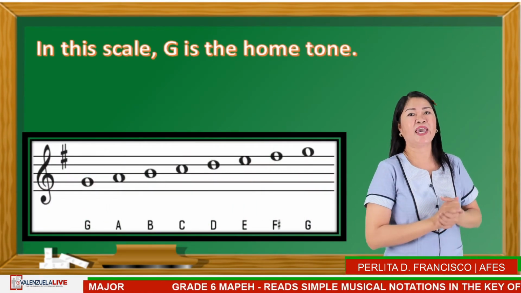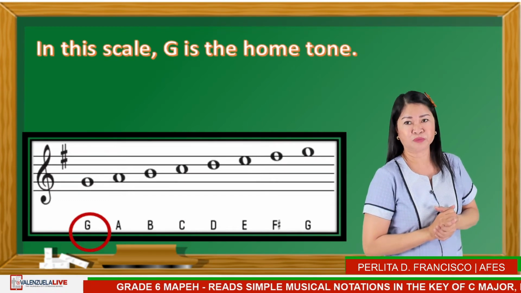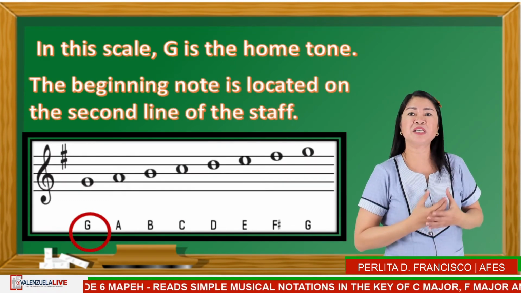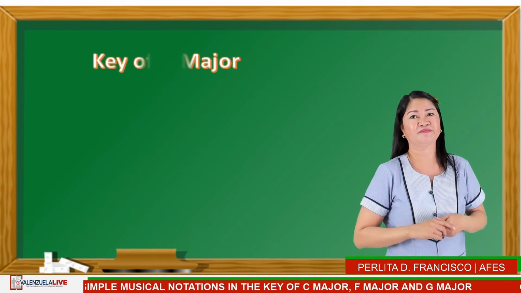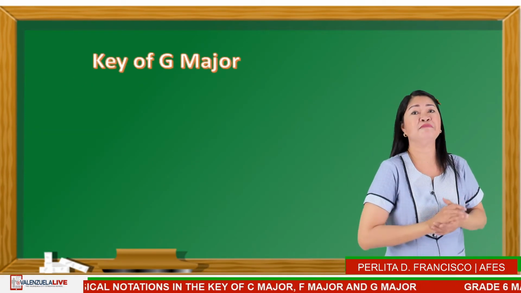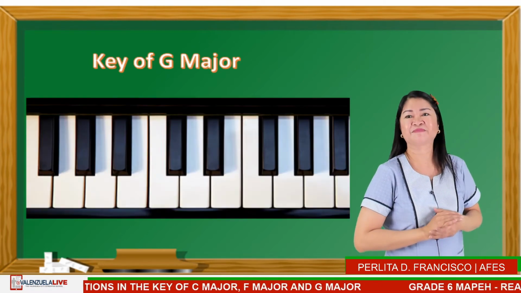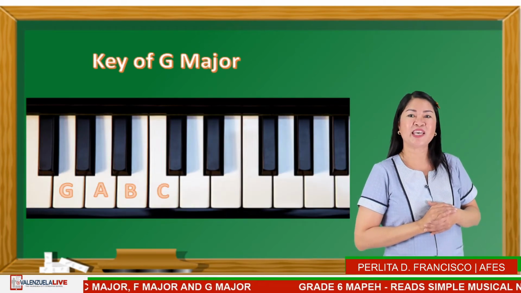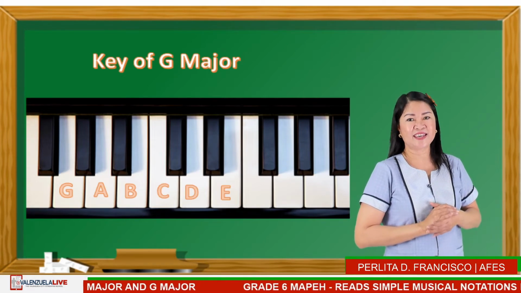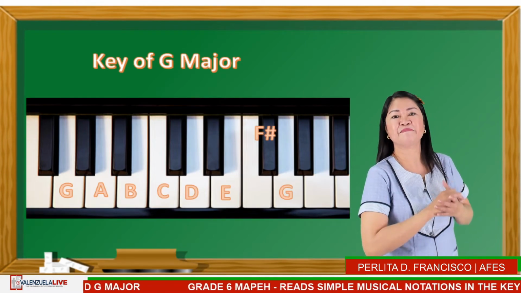So in this scale, G is the home tone. And the beginning note is located on the 2nd line of the staff. So let us listen to the key of G major. G, A, B, C, D, E, F sharp, G.